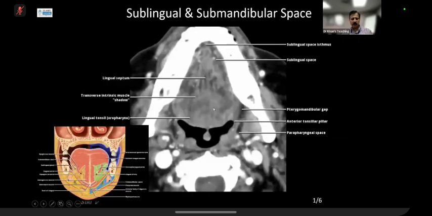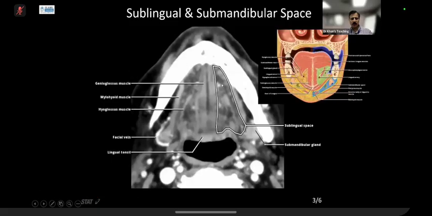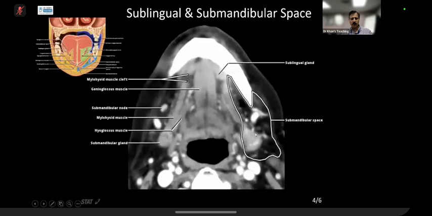So look at this CT scan, the lingual tonsil here. Just concentrate on the muscles. So this is genioglossus, and this one here is the mylohyoid muscle. This space here is the submandibular space. This space here is the sublingual space. So again, all of this is sublingual space. This is the genioglossus muscle, and this is the submandibular space.